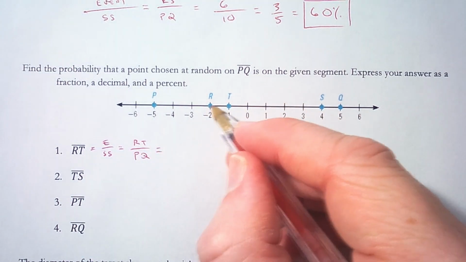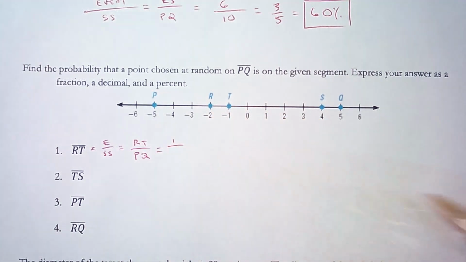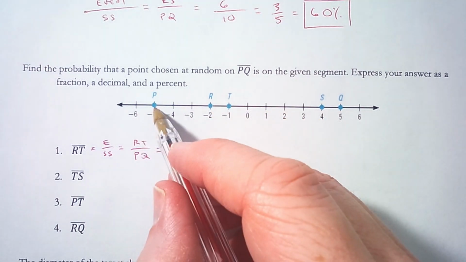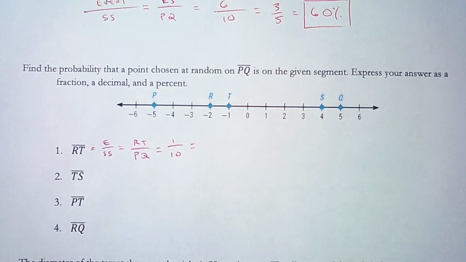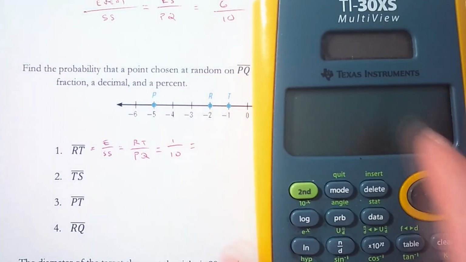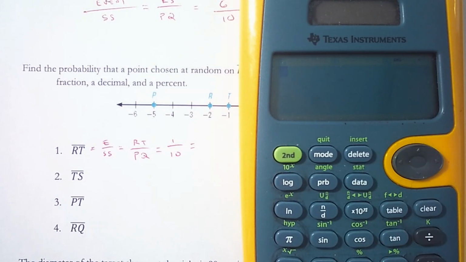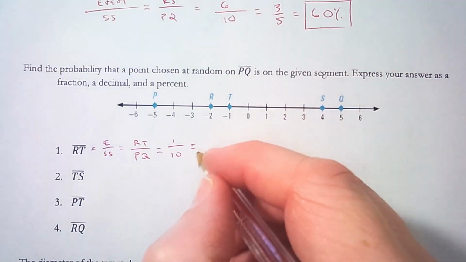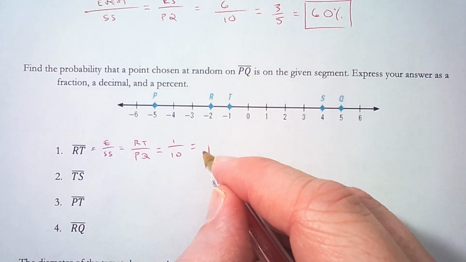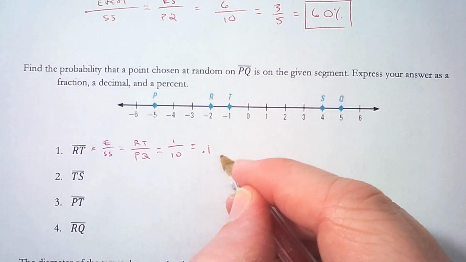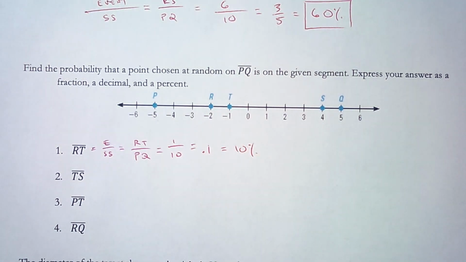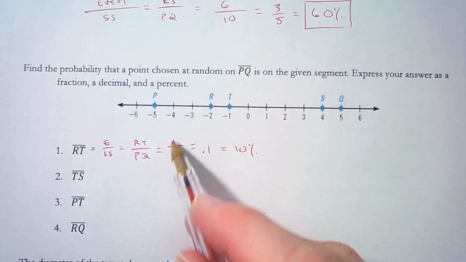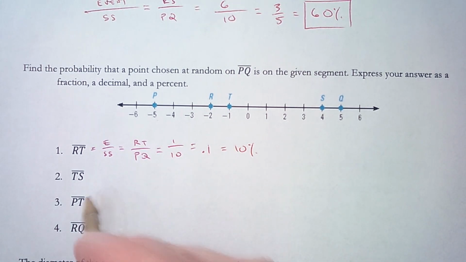RT is 1. PQ is from -5 to 5, that is 10. Now to write that as a decimal, we could divide. 1 divided by 10 is 0.1. And if we move the decimal 2 places, 1, 2, we have to throw in a 0, and we get 10%. So it's 1 over 10, 0.1 or 10%.